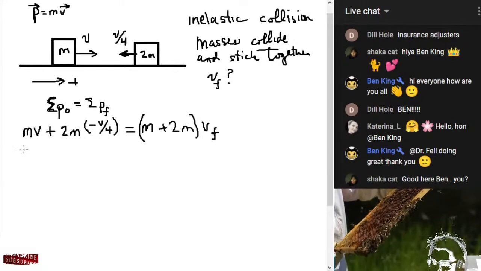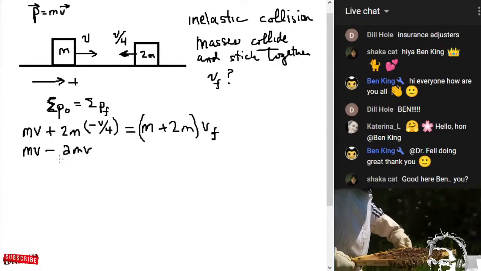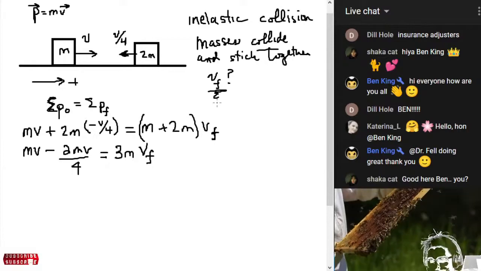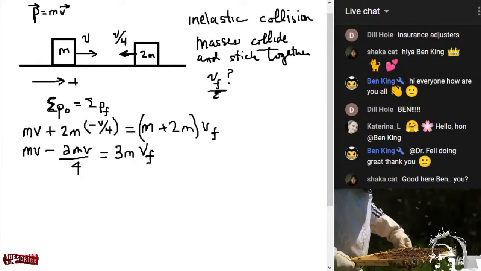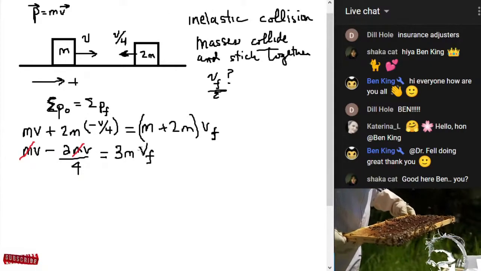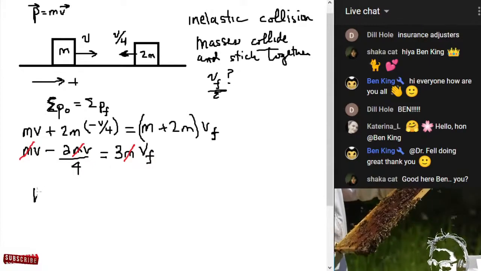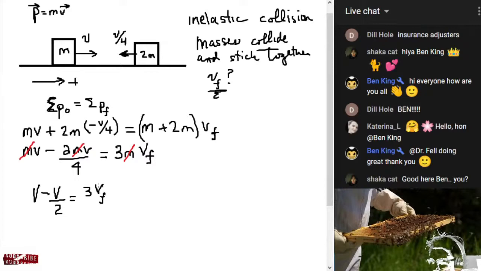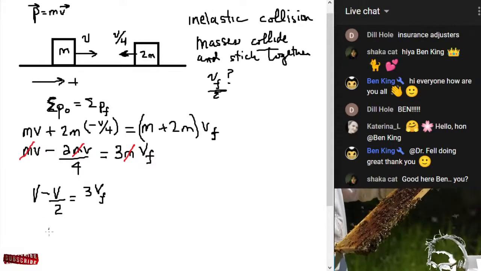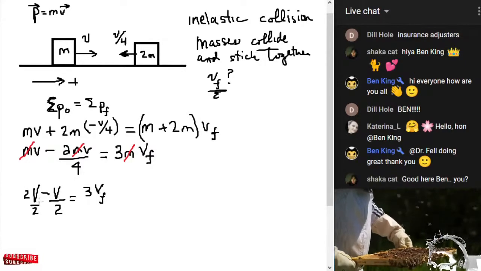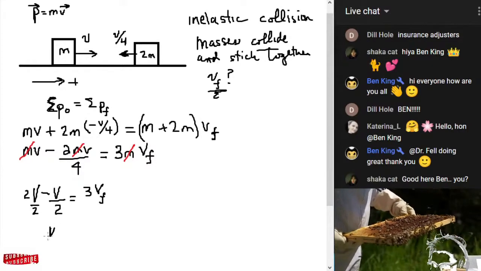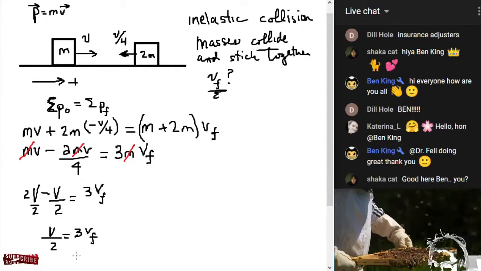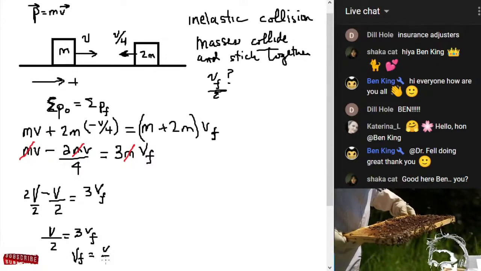So we can say we have mv minus 2mv over 4 equaling 3m times vf. We're looking for vf. So how will we go about solving this? Well, we can cancel out the m's because they're in every single term in this equation. So we get v minus v over 2 equals 3vf. So v minus v over 2, we're going to subtract fractions. So 2 minus 1 is just v over 2 equals 3vf. We divide both sides by 3. Vf equals v over 6. There's our answer.